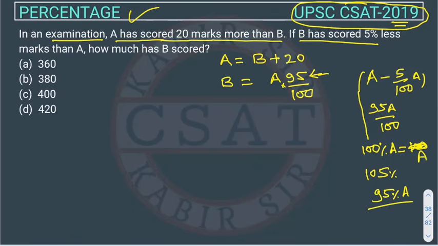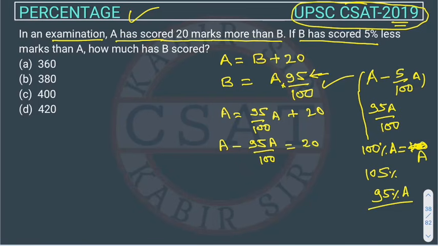So in this way. So these are the basics. I teach them in the basic class, right? So here it will become like this. Okay, I hope you got it. Now put the value of B here. So it will become A is equal to 95 by 100 A plus 20. Now this A will go this side. So it will be A minus 95 A upon 100 is equal to 20.